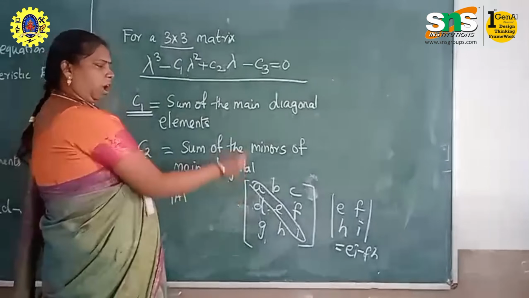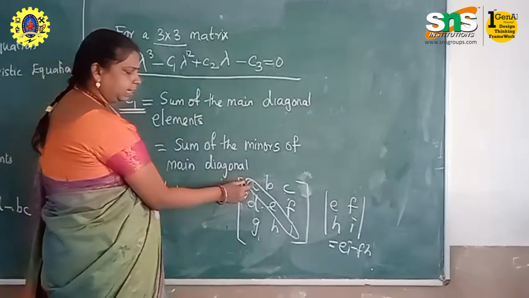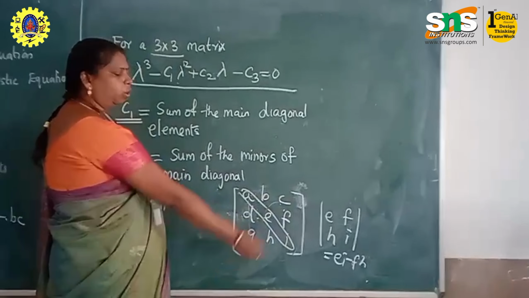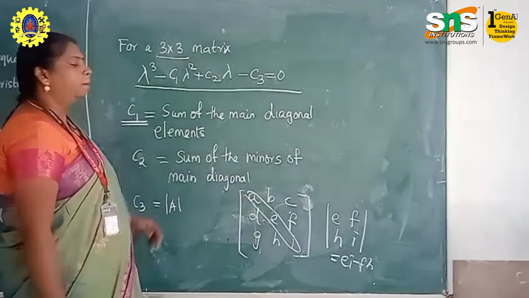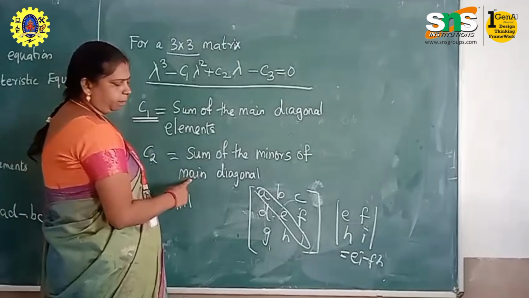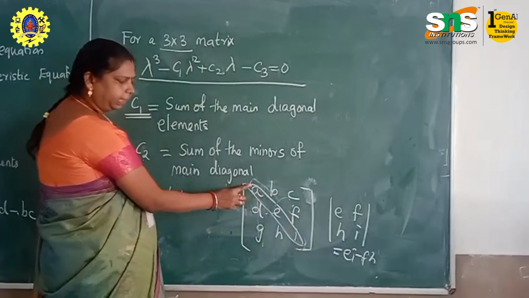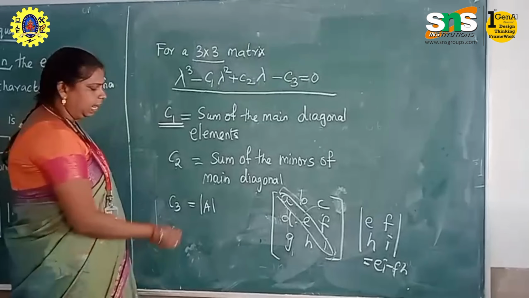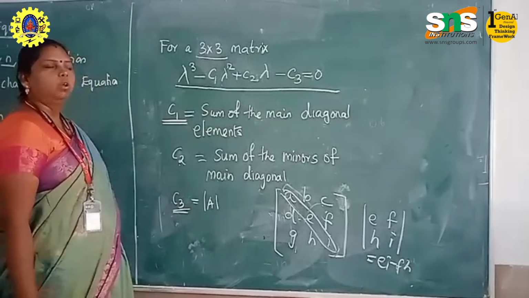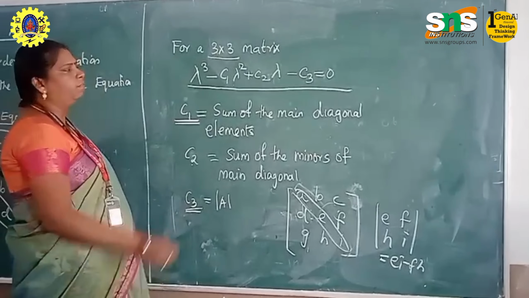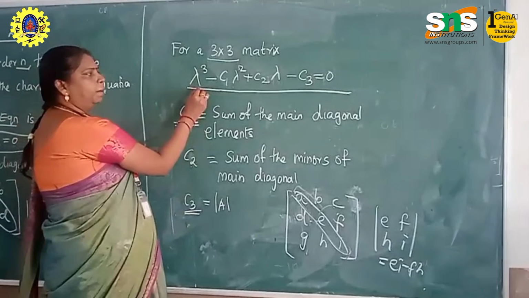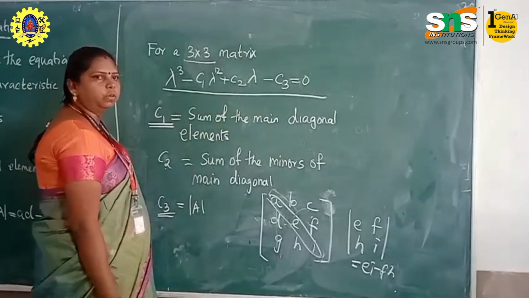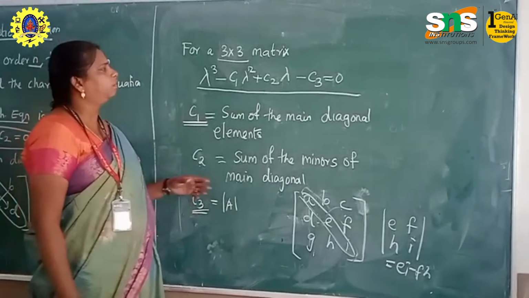So how to find the minor of a main diagonal element is, consider the element, delete its row and column, find the determinant of the remaining elements, and you get the minor of this particular element. But we have to find the minor only for the diagonal elements. Then C3, we have another unknown here, C3. C3 is the same as determinant A. So for a 3 cross 3 matrix, we get the characteristic equation as lambda cube minus C1 lambda square plus C2 lambda minus C3 equal to 0. So this is the characteristic equation.